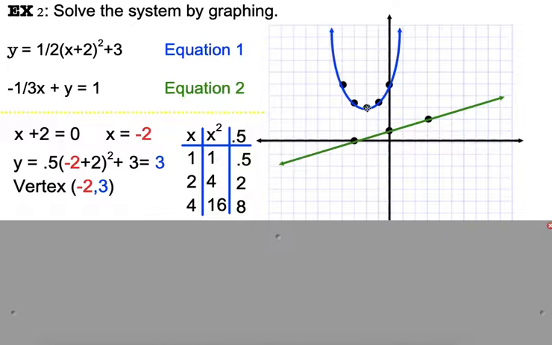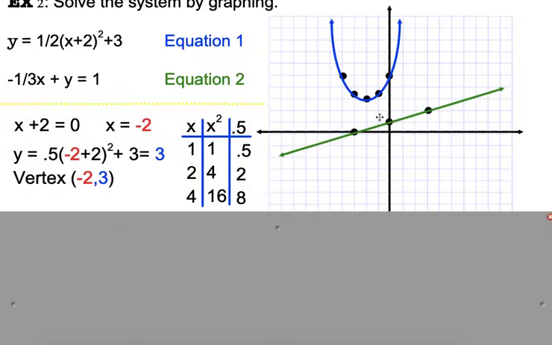So from my vertex, I'm going to go 1 out, a half up. Then I'm going to go 2 out and 2 up. Now, if I needed to, I would go 4 out and 8 up, but it really doesn't fit on my graph, so I just kind of stop there.